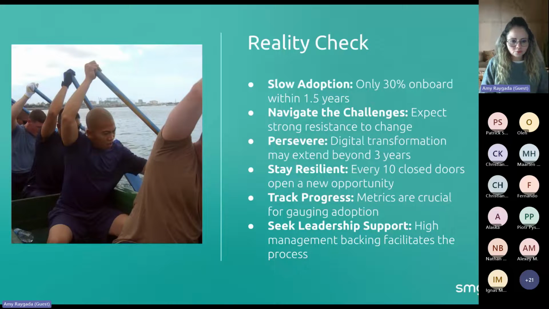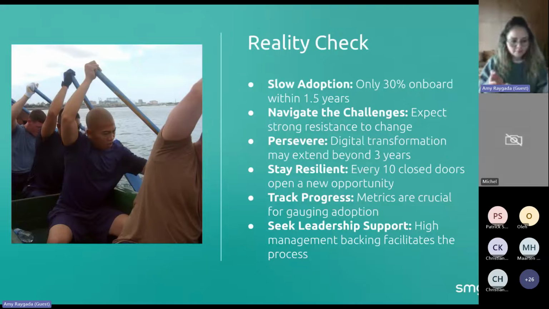Then you need to seek leadership support from high management, backing you up to facilitate the process. This will give you security that people will follow the practices at some point, but it will take quite a lot of time.